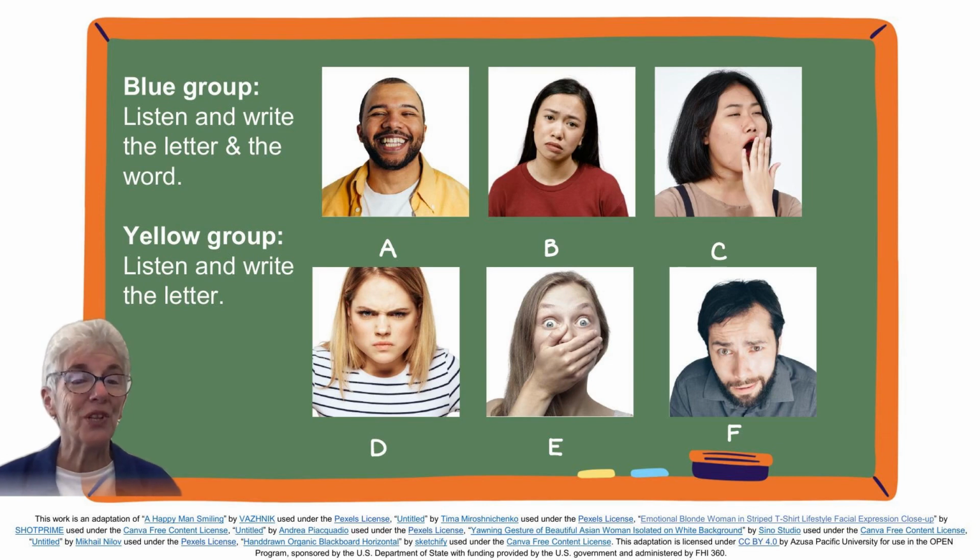Students write either the letter D or the letter D and the word angry. Number 2, tired. Number 3, confused, and so on.